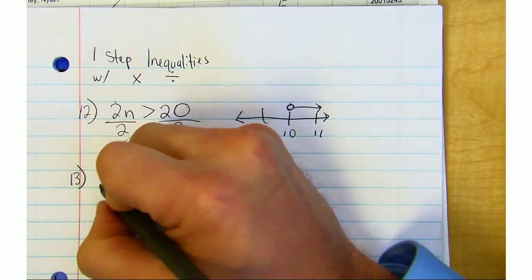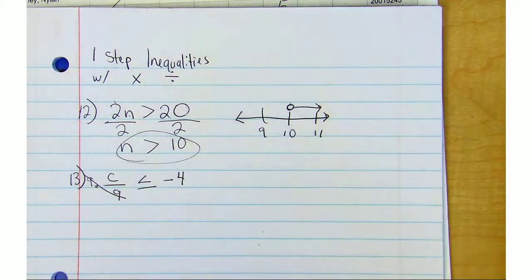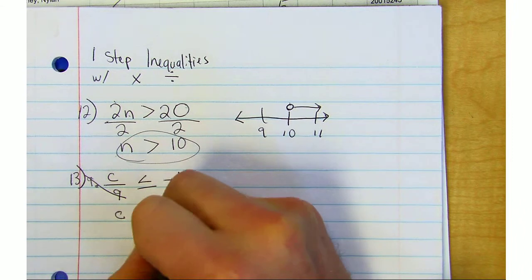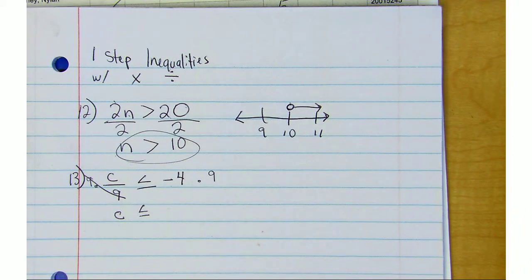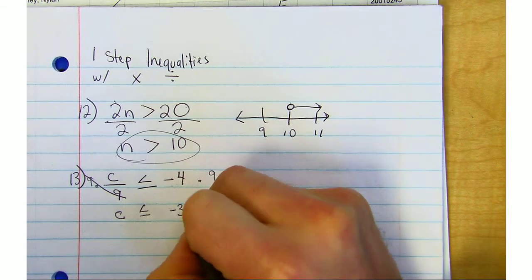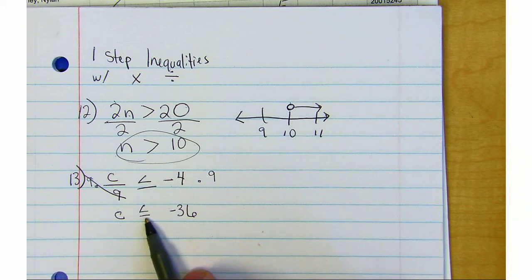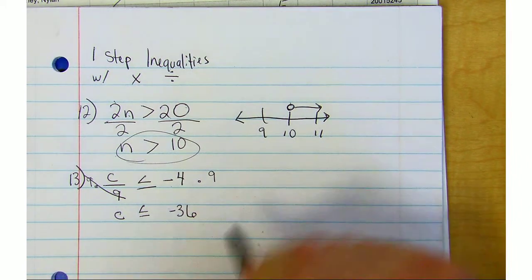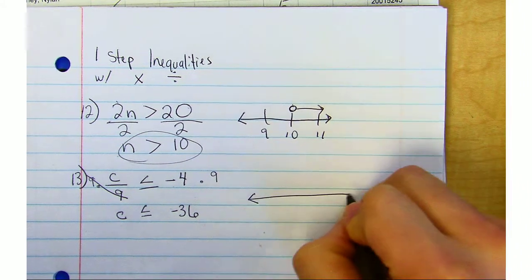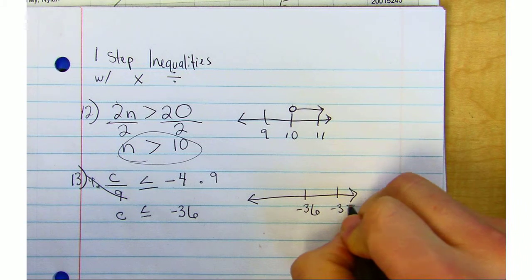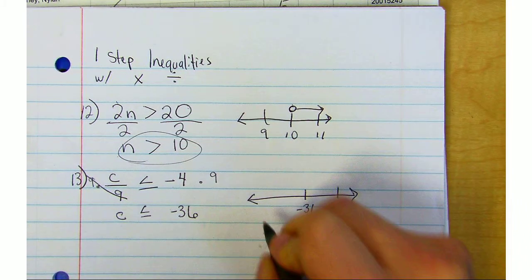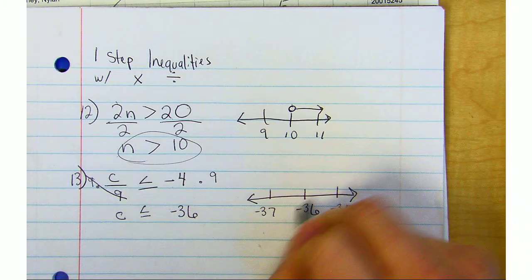Multiply. Good. So I'll multiply by 9. That leaves me with c. Negative 4 times 9 is going to be negative 36. So c is less than or equal to negative 36. And I can graph that. I have negative 36. Closer to 0 would be to the right. That's negative 35. Further from 0 would be to the left. That's negative 37.